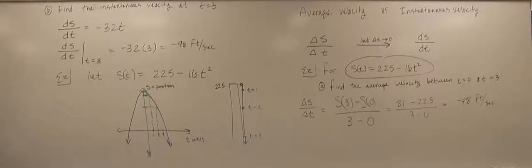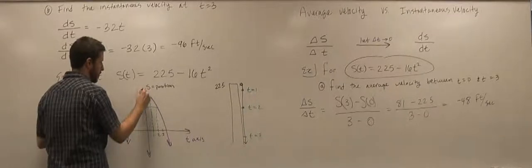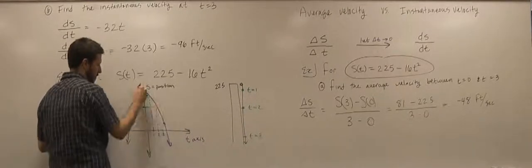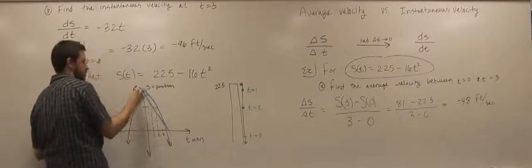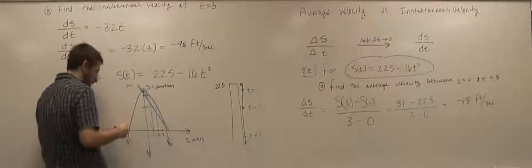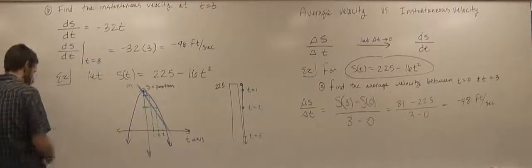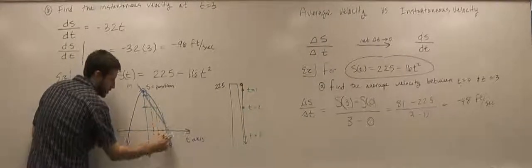See, this guy, the first guy, found the slope of this line here. Right, between t equals 0 and t equals 3, I found the slope of that line. But the second guy found the instantaneous rate of change, the instantaneous velocity, which is actually a tangent line.